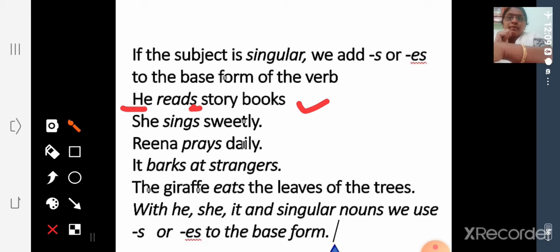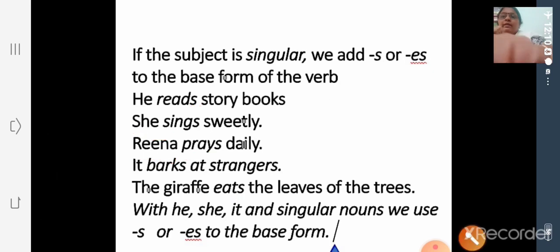That is the rule. Then, she sings sweetly. She is singular, so we have to add s to the base form sing. Reena prays daily. Reena is singular, so we add s to the base form pray. Then, it barks at strangers. It is singular, so bark, base form, plus s. The giraffe eats. Giraffe is singular, so eat, base form, then we add s. So with he, she, it and singular nouns, we add s or es to the base form.